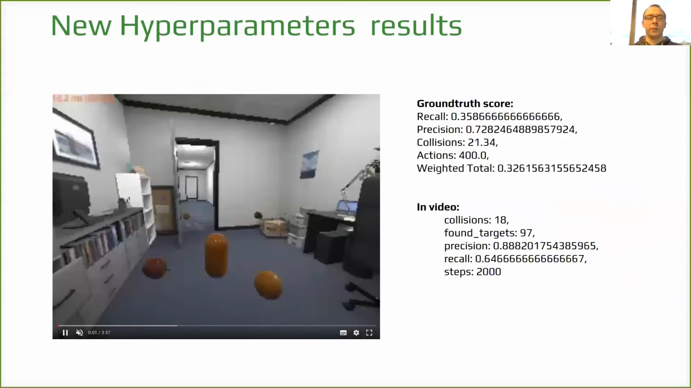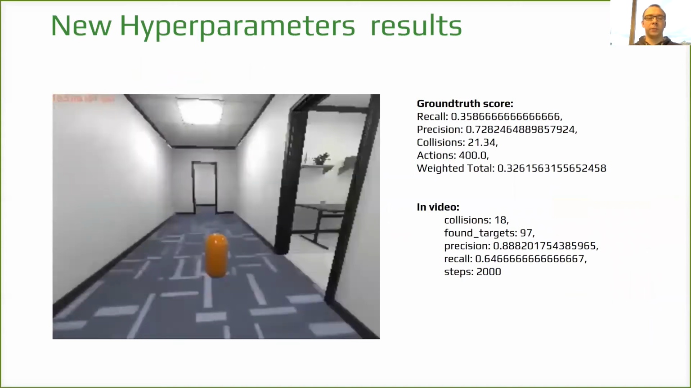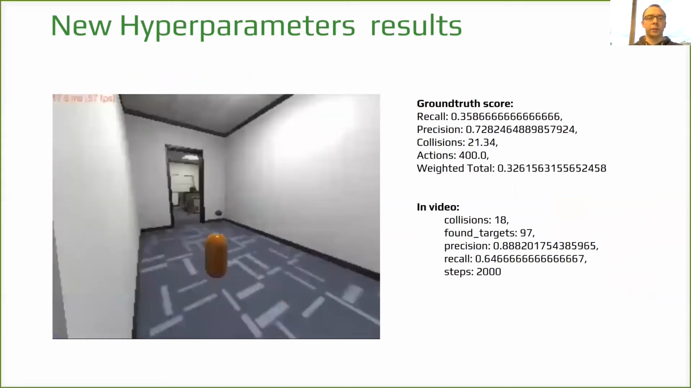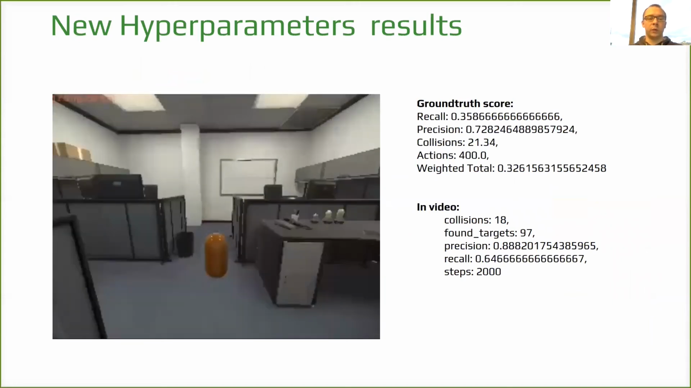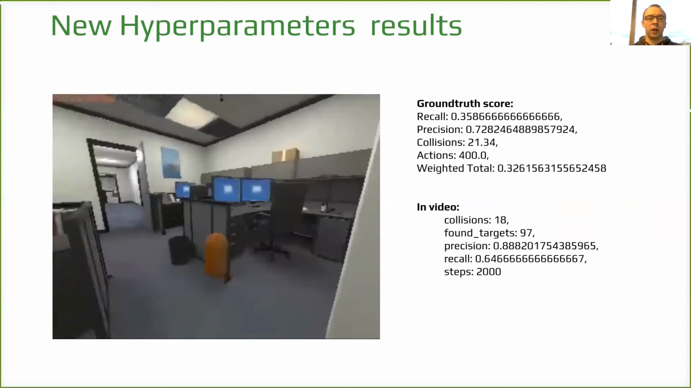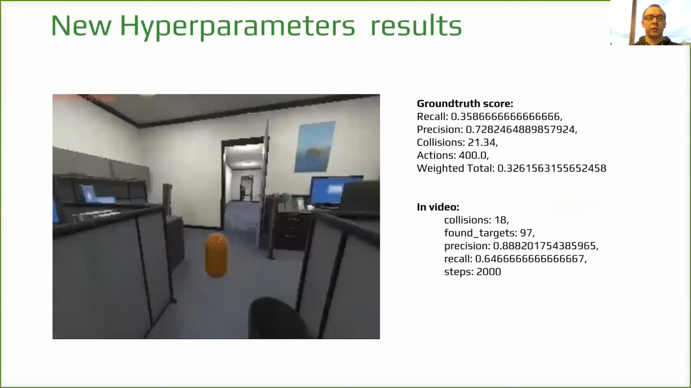The new hyperparameters improved the agent behavior. The agent moves carefully and takes fruit with higher precision. Unfortunately, recall didn't grow.